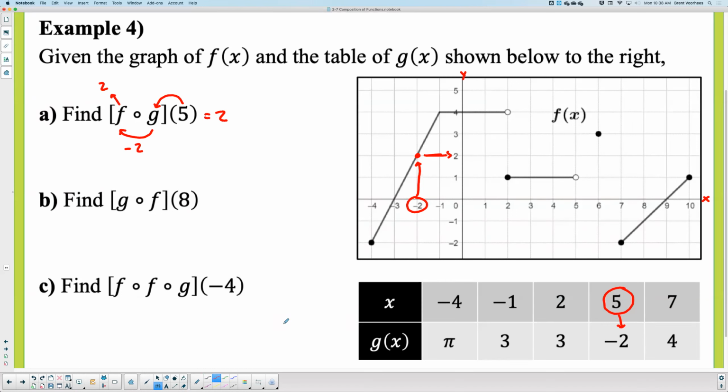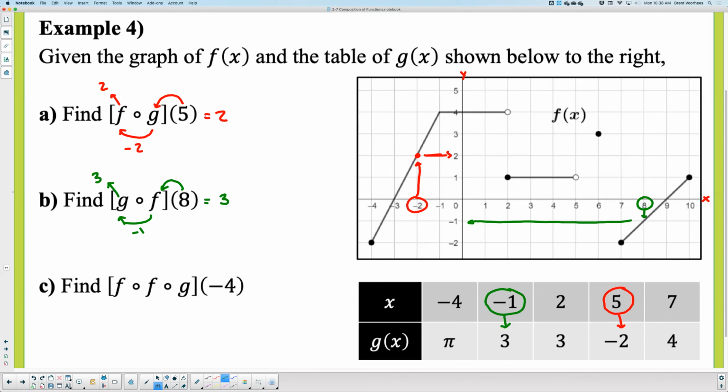So again, they can mix up representations. It's still the same work. What about 8? So we go to the graph first. Here's 8. And so what's the y value produced at 8? -1. So I just produced a -1. So I need to plug in my -1 into g. Here's -1, and what do we get? 3. Good.